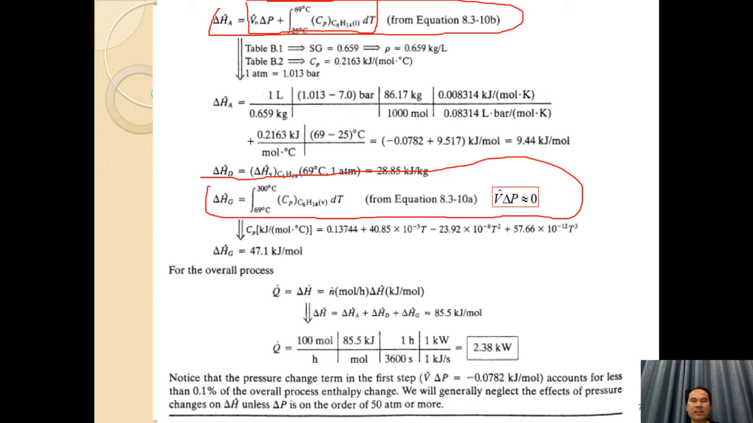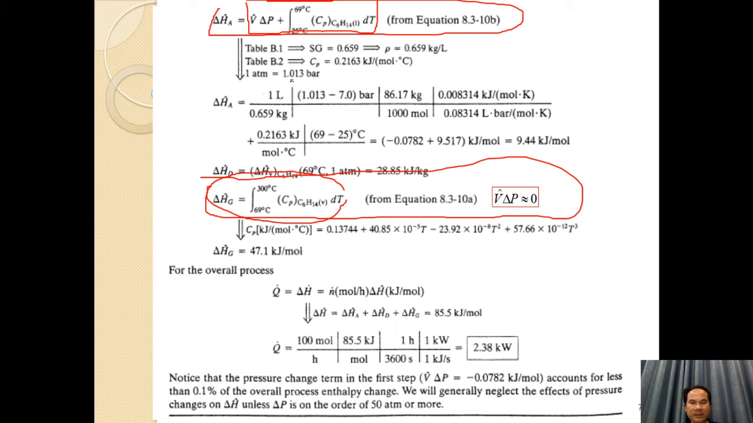The first is the pressure change. For the pressure change, delta U equal to 0, and then delta H equal to V delta P. In this case, vapor phase, the pressure change is approximately 0 for delta U and delta S. That means V delta P equal to 0. For this case, we have only the term of Cp. Okay. From this case, we have to calculate V delta P.